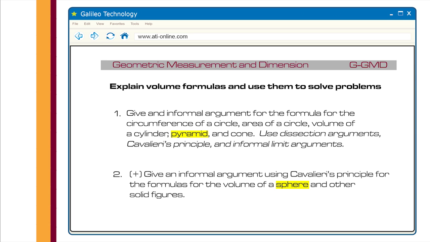In addition to areas of circles, Common Core requires students to understand formulas for other measurements, such as volume of pyramids and spheres, which, like the formula for area of a circle, are not easy to explain with just a glance. In this case, though, it is important to note that in both of the standards shown, a specific approach is required, namely use of Cavalieri's principle.